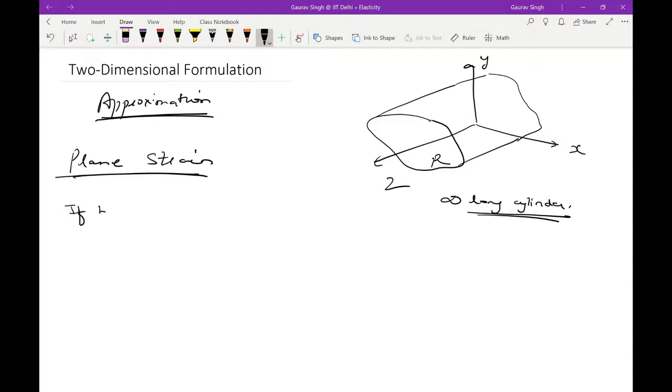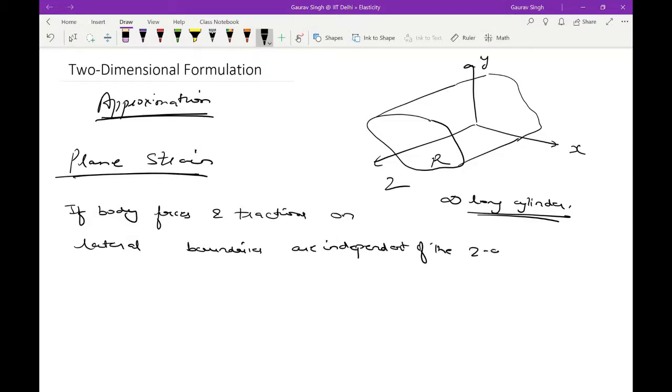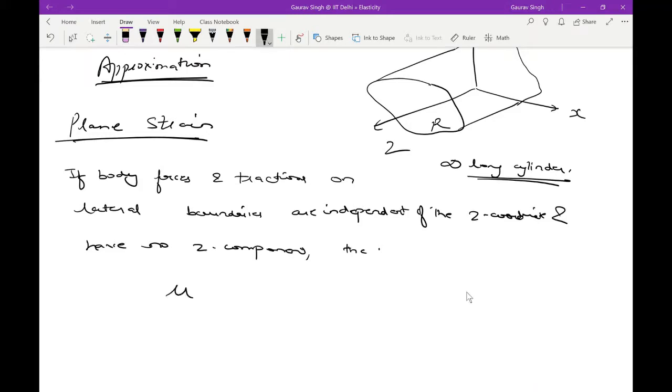Now if body forces and tractions on lateral boundaries are independent of the Z coordinate and have no Z component, then you can write the deformation field within the solid as u is equal to u(x, y), v is equal to v(x, y), and w is equal to 0.